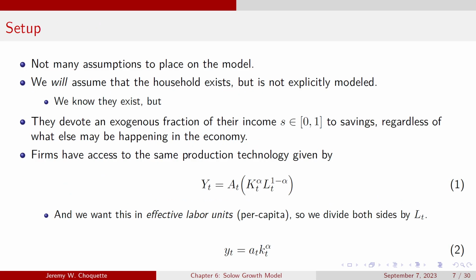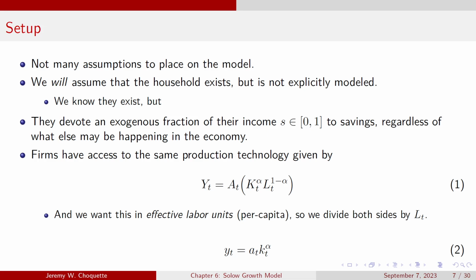Now, there aren't too many assumptions that we're going to be placing on the model here. We will be assuming that the household exists, but it's not explicitly modeled here. So we do know that they exist, but they are going to be devoting an exogenous fraction of their incomes, lowercase s, in the 0-1 interval. So it can be 0, it can be 1. It's just the share of their income that they're going to be saving. And this is done regardless of what's happening in the economy.